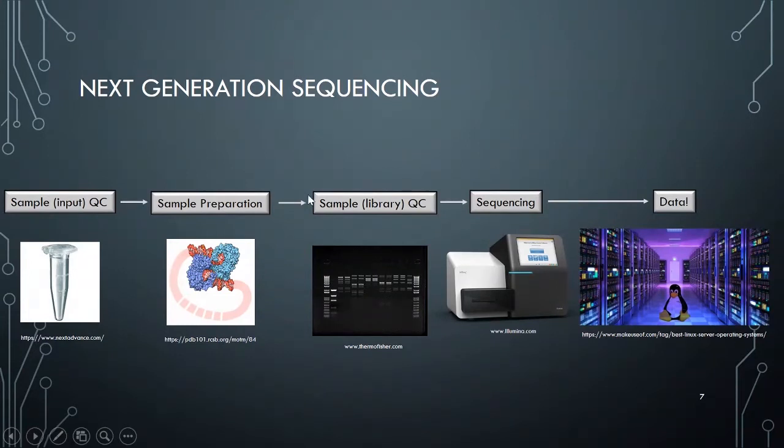And once that is all passed, you then load the libraries onto the sequencer. We deal mainly with Illumina sequencers, so MiSeq, NextSeq, or HiSeq. And we're looking at getting into the NovaSeq for much higher throughput data. And then finally, that produces data, which is my favorite part because that's what I do. And so there you go.